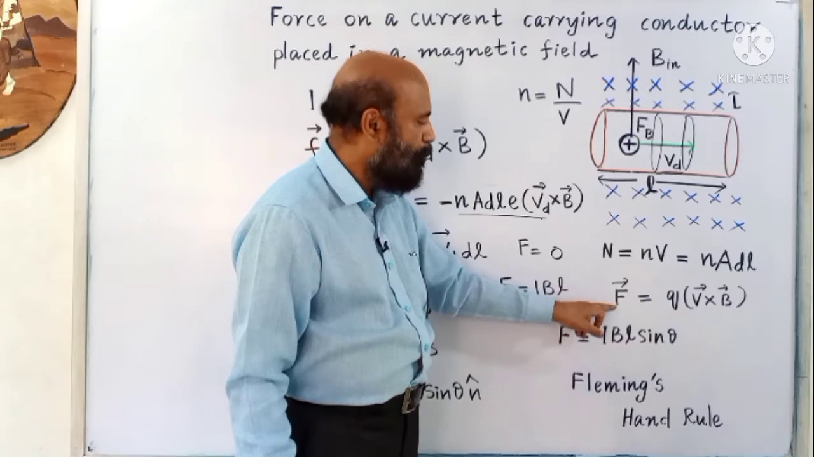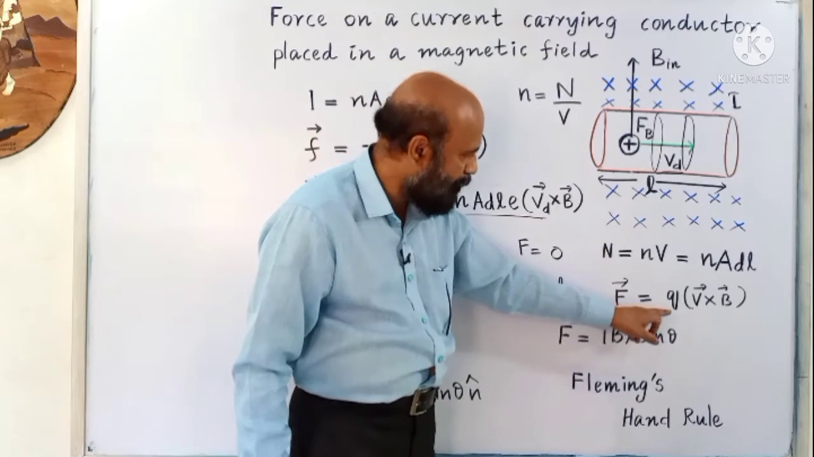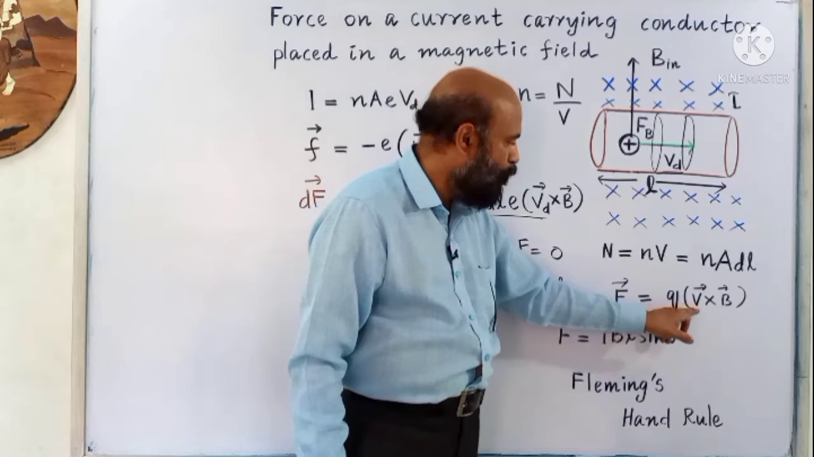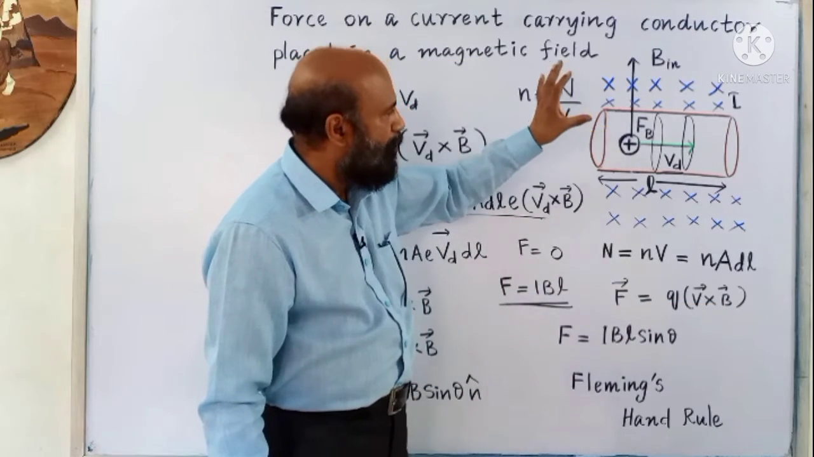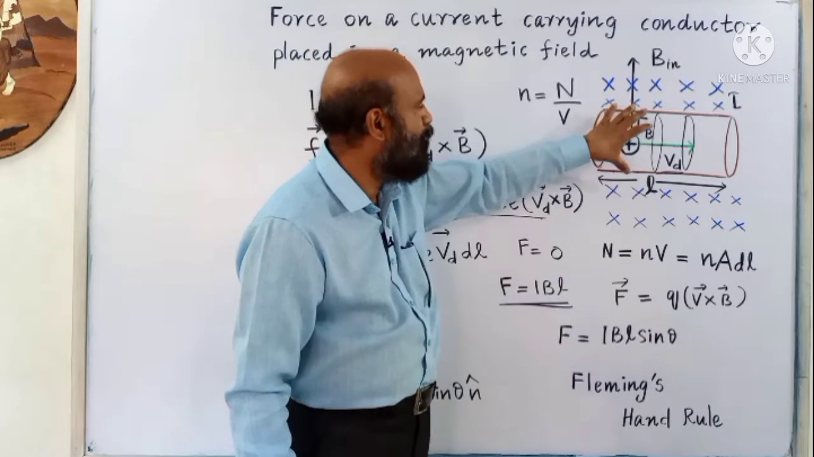The force acting on a charged particle in a magnetic field is given by this relation. It is known as the magnetic Lorentz force. F is equal to q v vector cross B vector. Our aim is to get the expression for the force experienced by this conductor kept in a magnetic field.